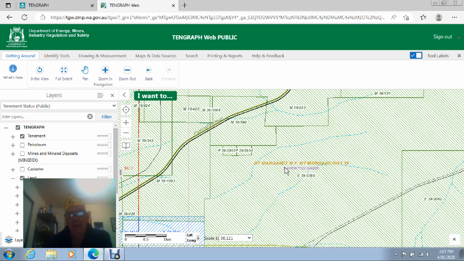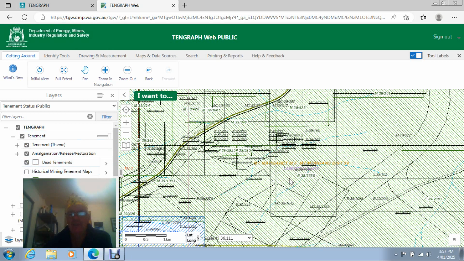So the most powerful tool on Tengraph in my research is dead tenements. Just as we have a record of the current tenement situation in Western Australia on the screen, as you can see it now, the Tengraph database is just that. It's a record of just about everything that's happened in the past as well. And to access that, we click on dead tenements, and by some strange magic up on the screen comes all these dots and squiggles and all sorts of things.